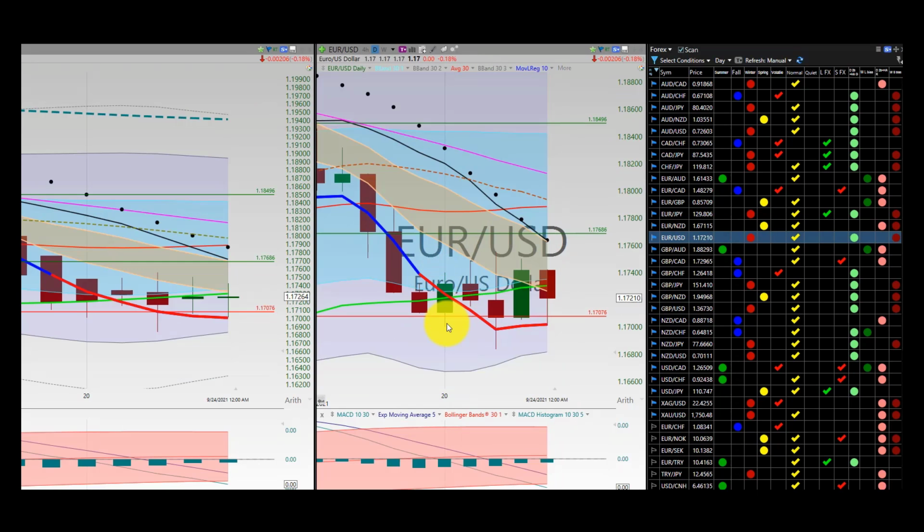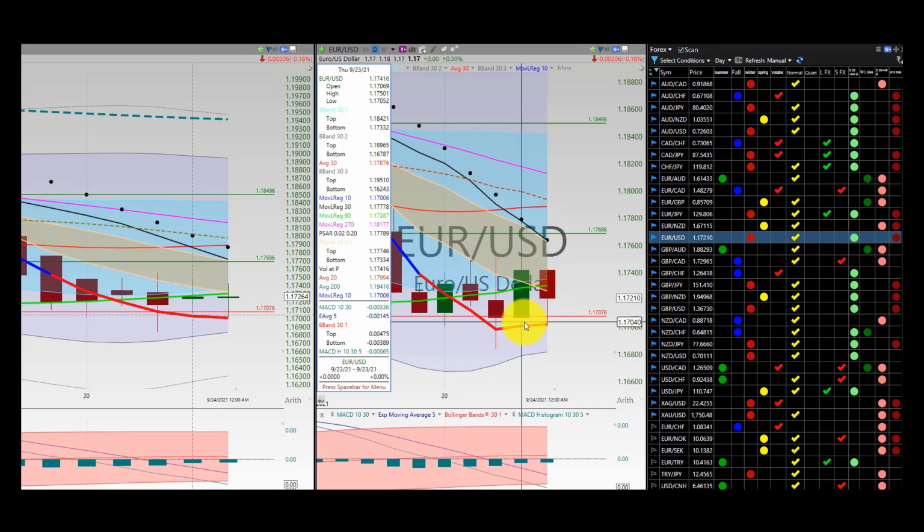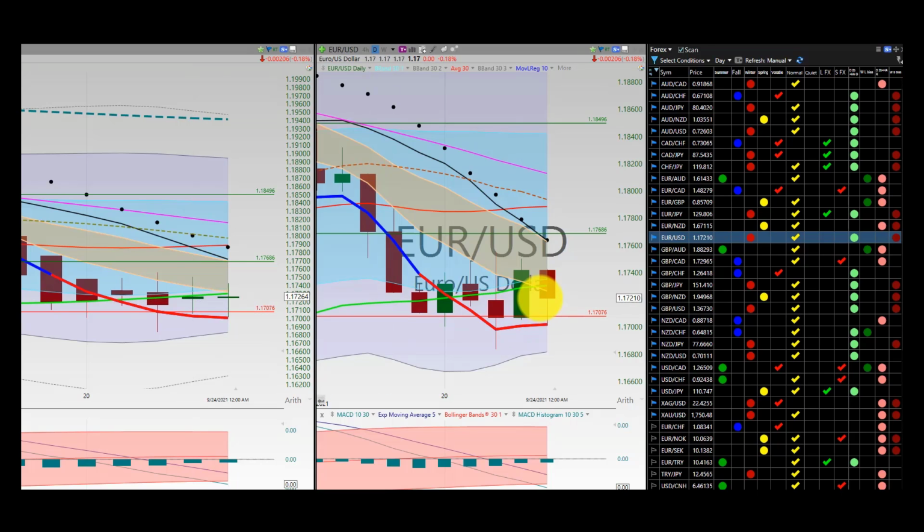Euro US dollar, again choppy here at the RL90. This was from the previous week. No trade, no trade, no trade. Initial trade here for a loss on Friday.